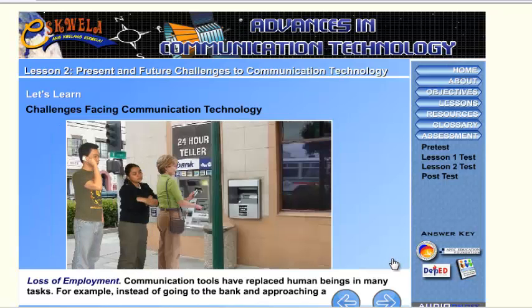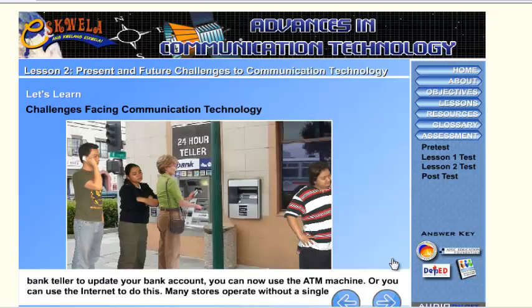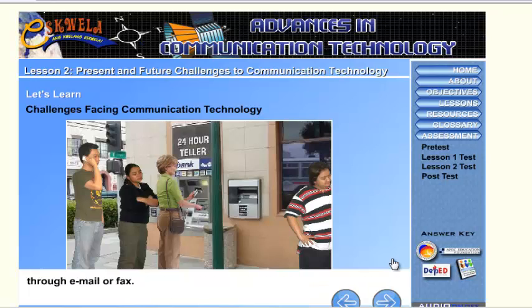Loss of employment. Communication tools have replaced human beings in many tasks. For example, instead of going to the bank and approaching a bank teller to update your bank account, you can now use the ATM machine, or you can use the internet to do this. Many stores operate without a single salesperson because their goods are sold through the internet. Messengers are hardly needed because inter-office communication can now be made through email or fax.